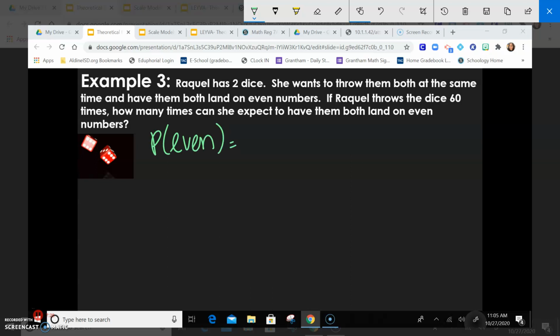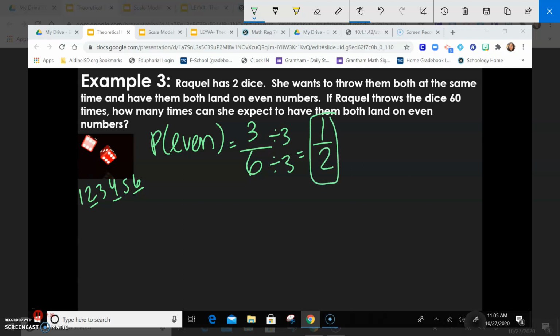So if I'm looking at a dice, I have the numbers 1, 2, 3, 4, 5, and 6. My even numbers are the numbers that are divisible by 2's, which would be 2, 4, and 6. So how many chances do we have to pick out an even number? Well, I underlined 3 even numbers, so I have 3 chances out of 6 total numbers on the dice. But remember, with your probability ratios, if you can simplify it, you should always go back and simplify. 3 out of 6, I notice I can divide them both by 3's, which will give me 1 out of 2. So the probability for the first dice landing on an even is 1/2.